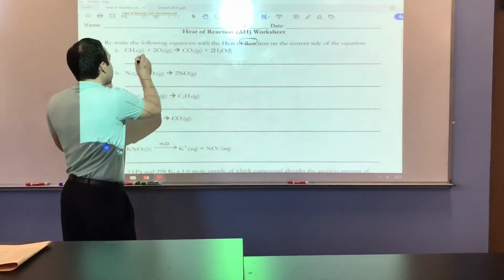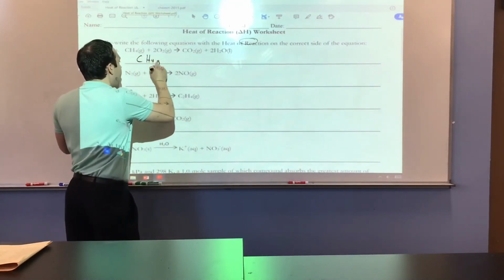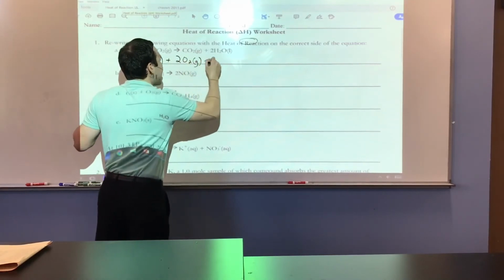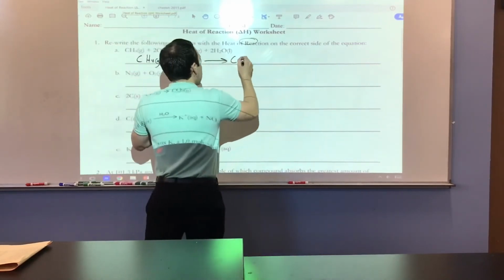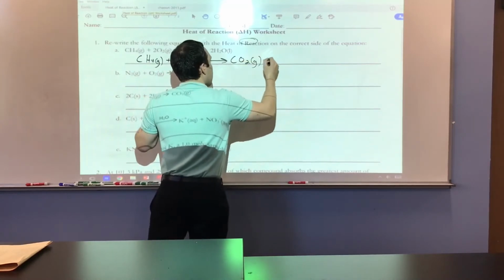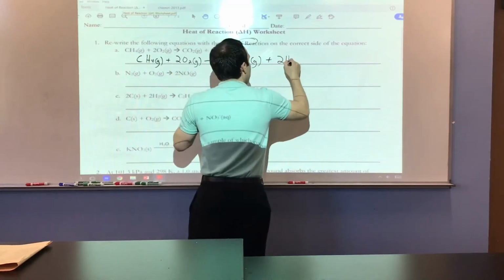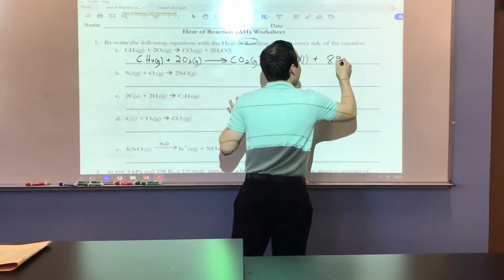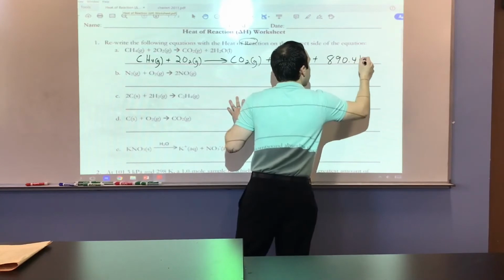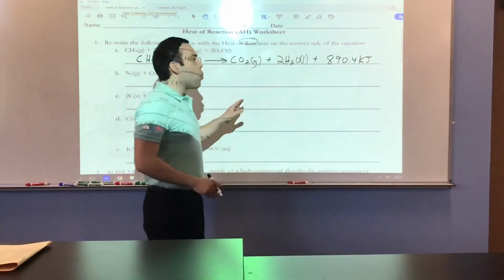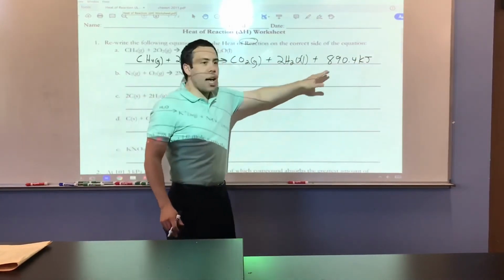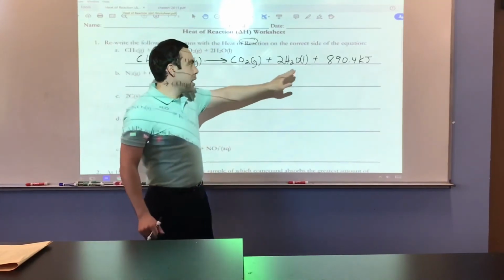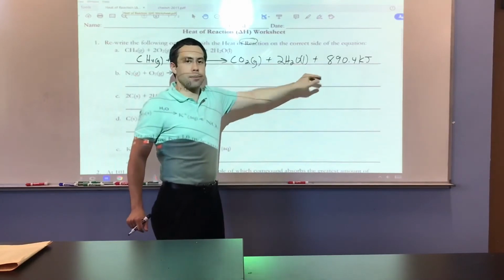When we rewrite this, CH4 gas plus 2O2 gas goes to CO2 gas plus 2H2O liquid plus 890.4 kilojoules. When the heat is on the right side of the arrow, when it's in the product side, I know that it is an exothermic reaction.